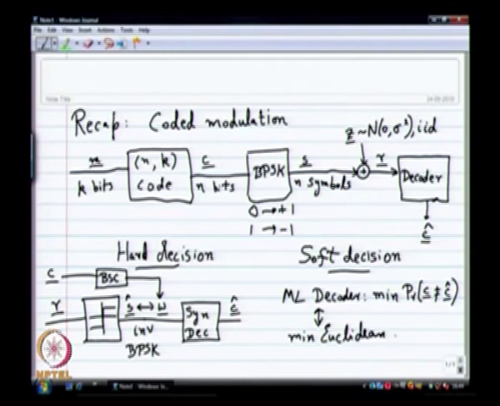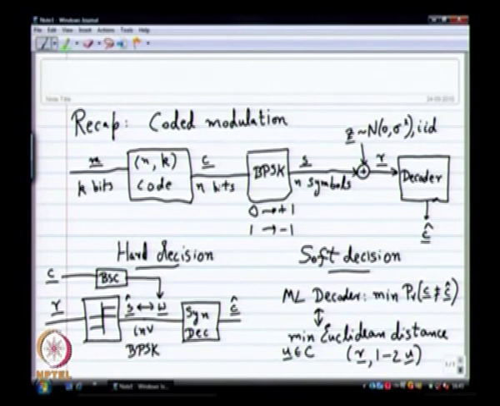Okay. So, I am briefly sketching this. Hopefully you remember what it is: the Euclidean distance between R and 1 minus 2u. That is what the ML decoder is, and this is true in general. For the BPSK case, you can also show this is the same as maximizing the dot product between R and 1 minus 2u. Those are various versions of the ML decoder.